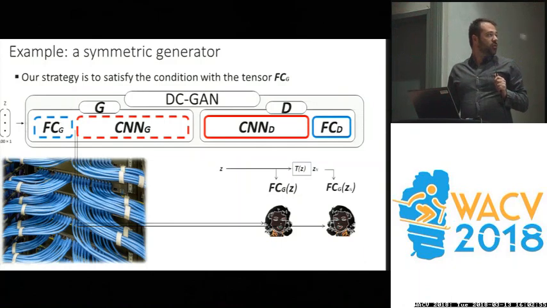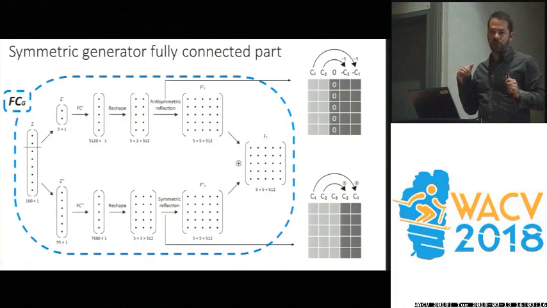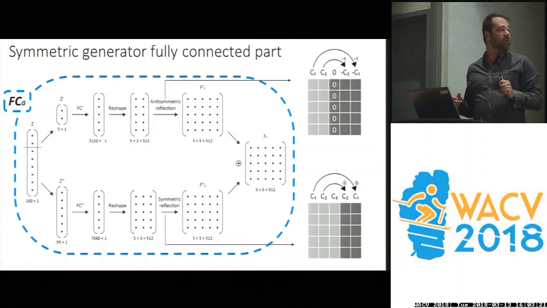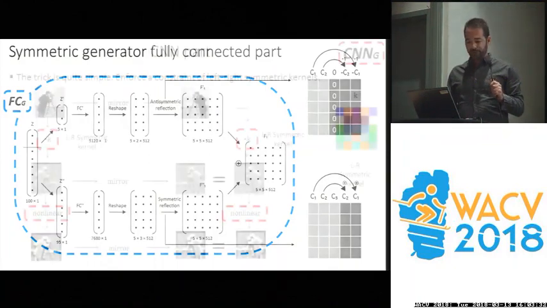So our strategy will be to satisfy the condition on the output tensor of FCG. And the goal of CNNG will be to maintain this property while the output it received from FCG is gradually being changed and turned into an image. So this is the block diagram of FCG. Due to time limitation, I won't get into details, but it's on the poster.